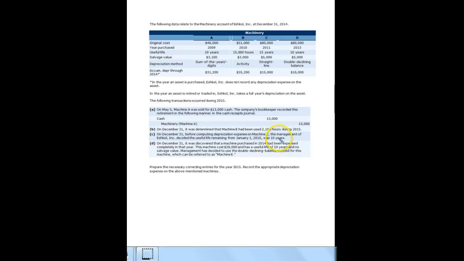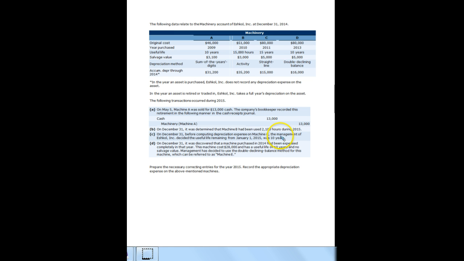There is no correcting entry because it's not an error. We're just changing an estimate. When this asset was purchased, it was reasonable to anticipate 15 years. Now some time has gone by, and we're just going to change that to a remaining life of 10 years.